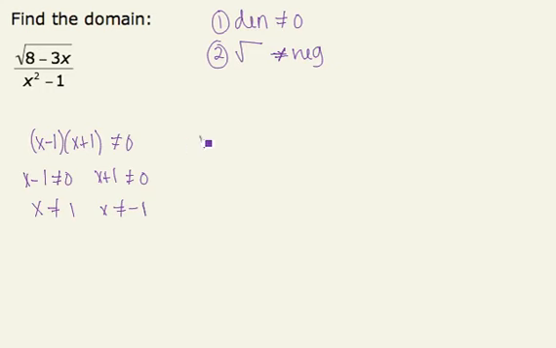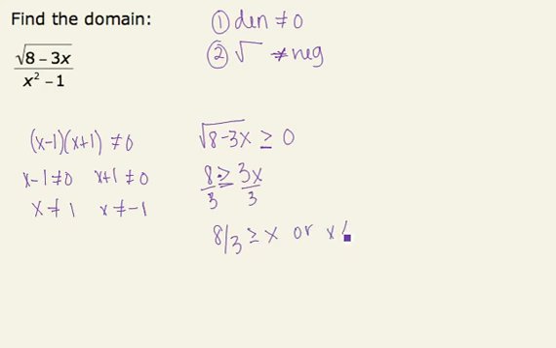Now for the numerator. I know the square root of 8 minus 3x can't be negative. And if it can't be negative, it has to be greater than 0 or positive, but it can also equal 0. So I'm really looking for where 8 minus 3x is greater than or equal to 0. So 8 has to be greater than or equal to 3x. Dividing by 3, I have 8/3 has to be greater than or equal to x, or x has to be less than or equal to 8/3.